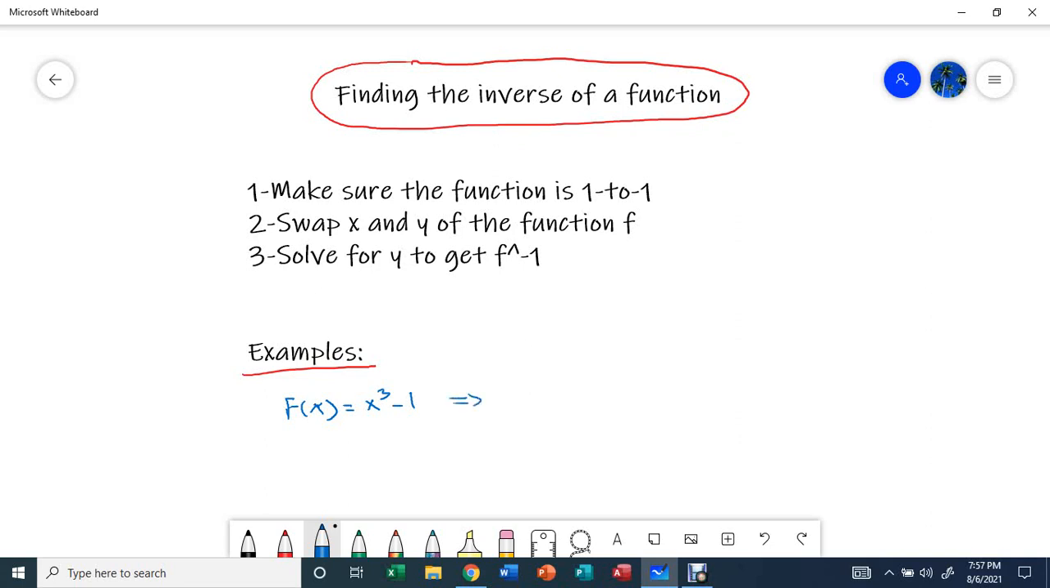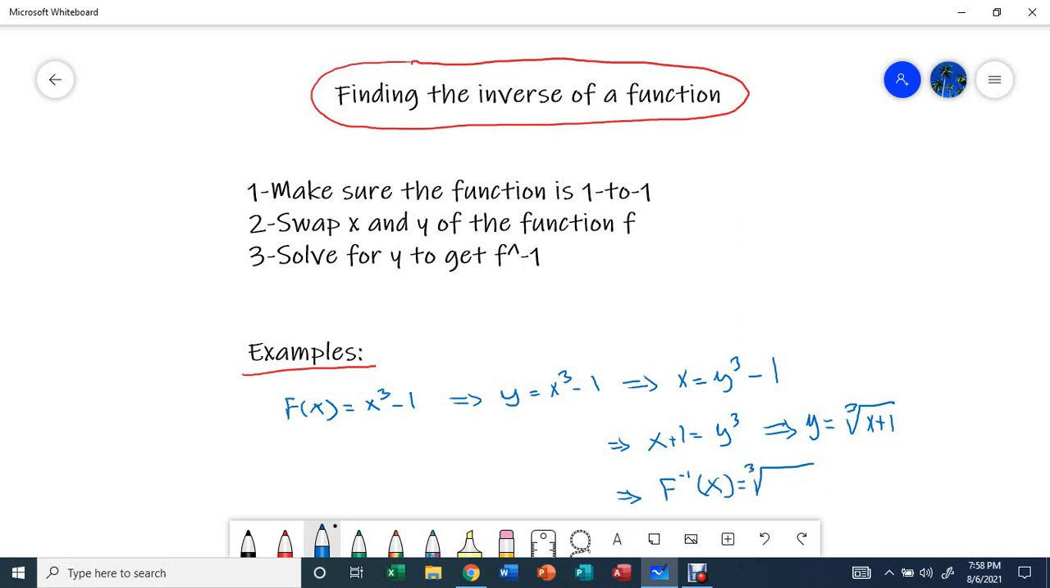So f of x equals x cubed minus 1, that's equivalent to y equals x cubed minus 1. And now I'm going to swap x and y. So x equals y cubed minus 1. Solving for y, it's going to be x plus 1 equals y cubed, which means y equals the cubic root of x plus 1. And that's my f inverse. So f inverse of x is the cubic root of x plus 1. So this is the inverse of the given function in this example.